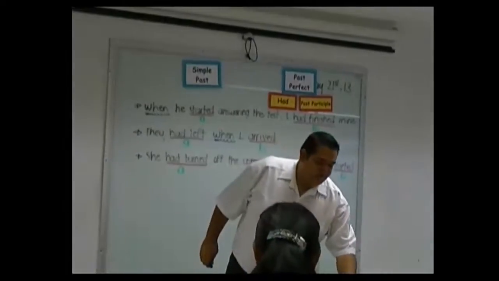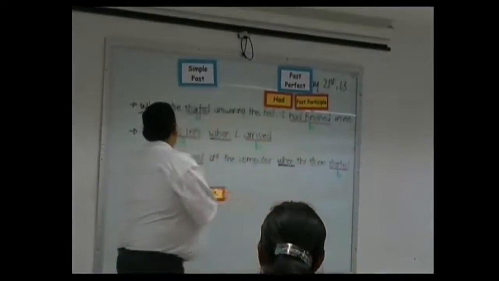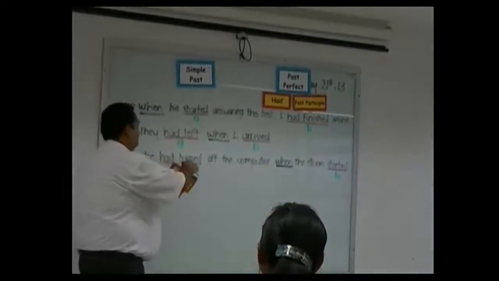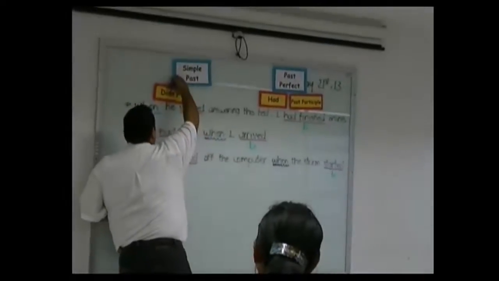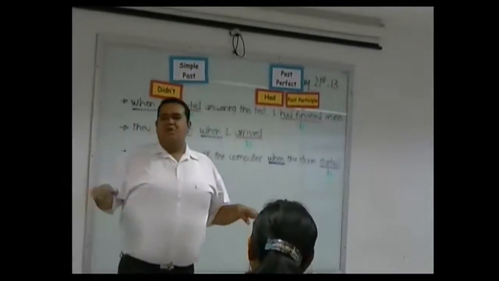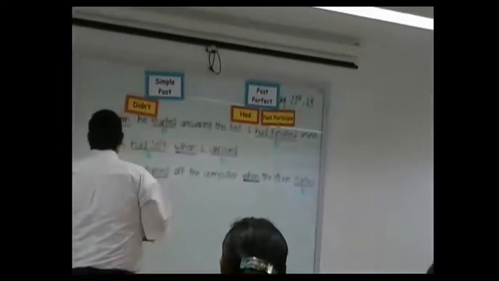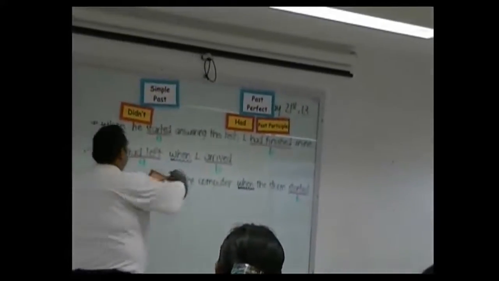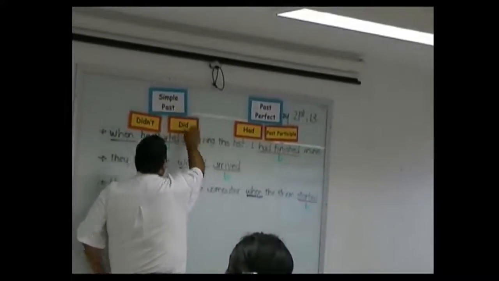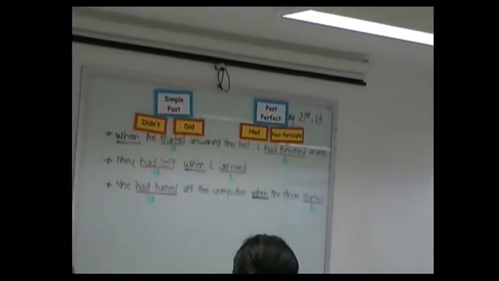And you know, in the case of the simple past tense, you use auxiliary didn't every single time you want to make negative sentences, right? And you know, when you want to make questions, use auxiliary did, right?